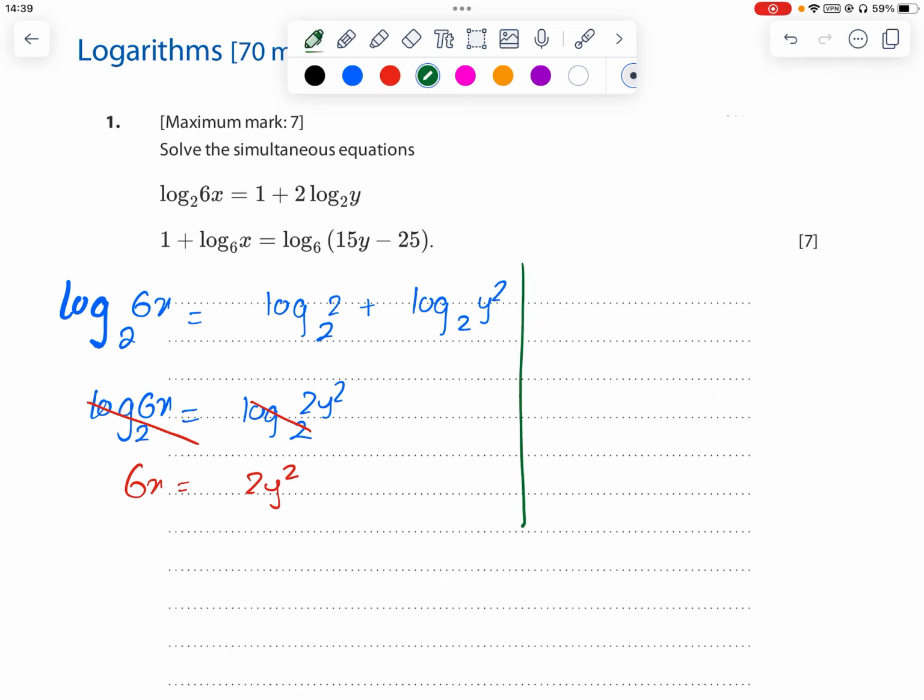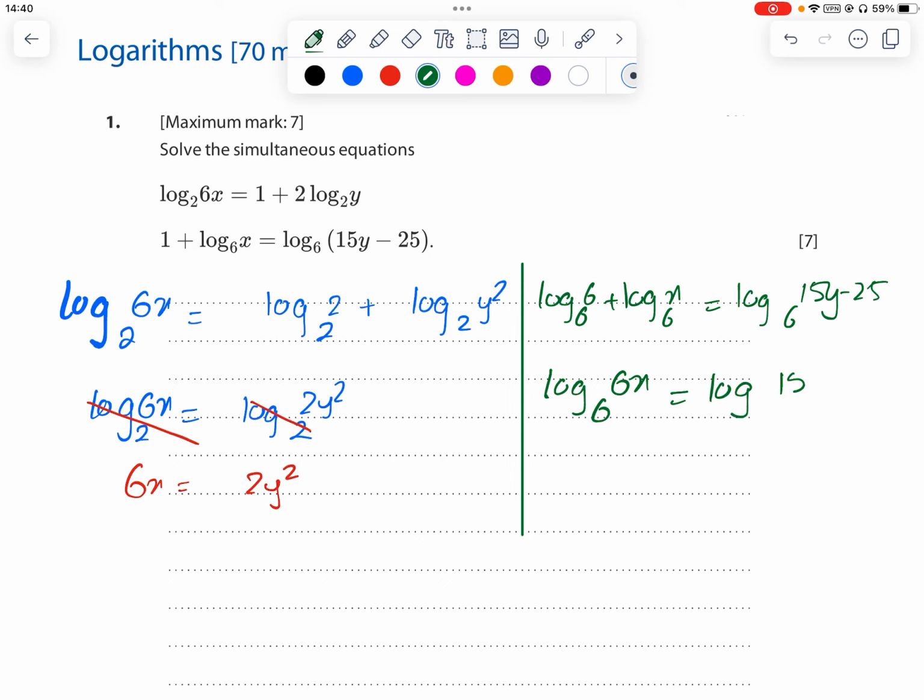Now coming to the second one. 1 can be written as log 6 to the base 6, plus log x to the base 6 equals log (15y minus 25) to the base 6. So it becomes log 6x to the base 6 equals log of (15y minus 25) to the base 6. Now again log base 6 gets cancelled. So what do I get? 6x equals 15y minus 25.